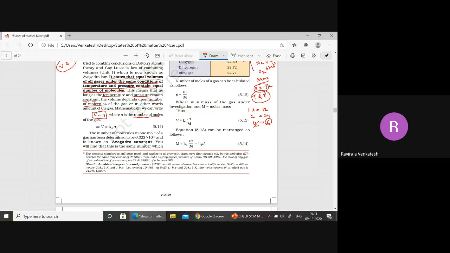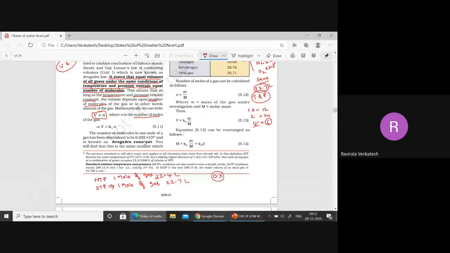One important thing here: if you maintain NTP conditions and STP conditions, there are two conditions. At STP conditions, 1 mole of gas always occupies 22.7 liters. At NTP conditions, the same 1 mole of gas occupies 22.4 liters. Why are we getting 22.4 liters? Why do we get this 0.3 difference?